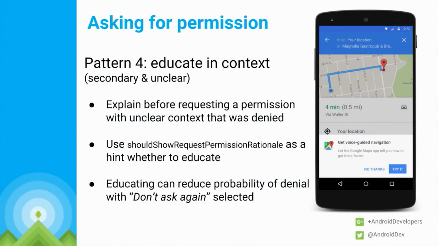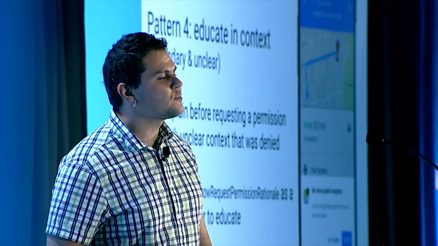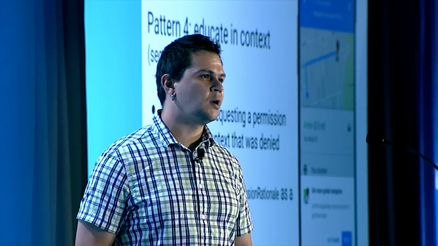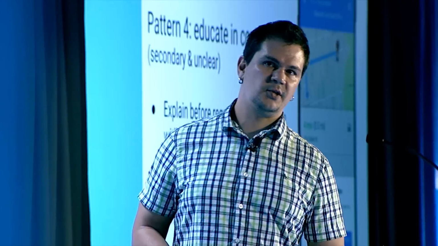So the fourth pattern, excuse me, is educating context. This is for cases where it's a secondary feature for your application and it's unclear to the user. You really shouldn't have features that fall into this bucket, but in case you do, you should educate. You can explain why you need this permission before you ask for it. We even have a dedicated API with this long name, shouldShowRequestPermissionRationale, that you can use as a hint whether to show a permission rationale.